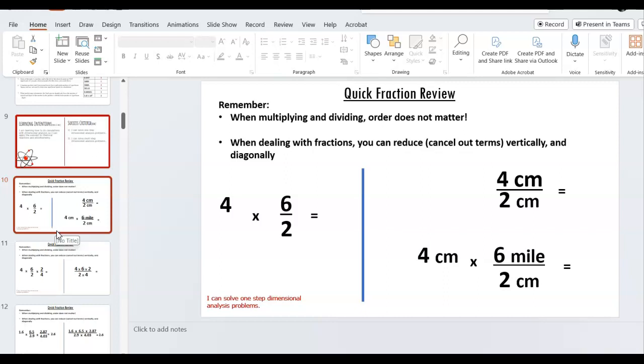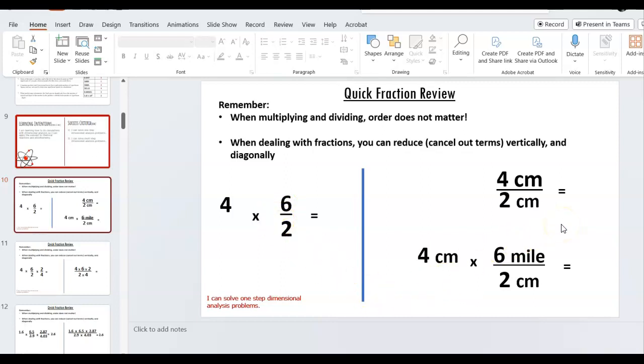Two things I wanted to point out here up at the top is that when you're multiplying and dividing, order doesn't matter. So I could take 4 times 6, get 24, divided by 2, get 12. I could take 6 divided by 2 and get 3, and then times 4 is 12, and so forth. 4 divided by 2 is 2, 2 times 6 is 12. So order doesn't matter. You just always want to make sure you're multiplying things that appear in the top and dividing anything that appears in the bottom.